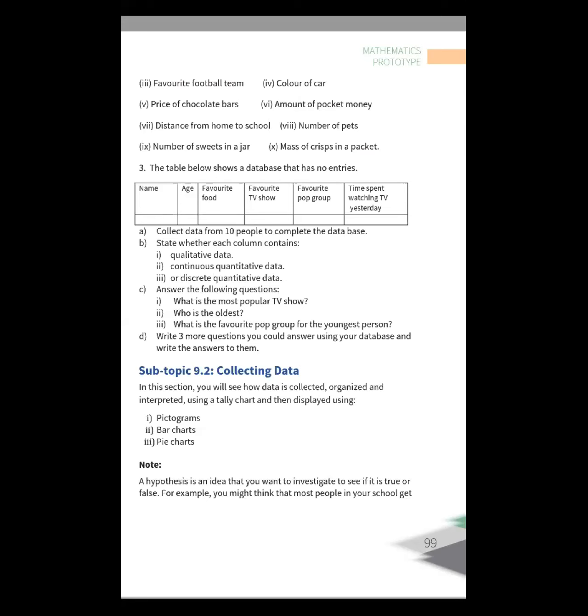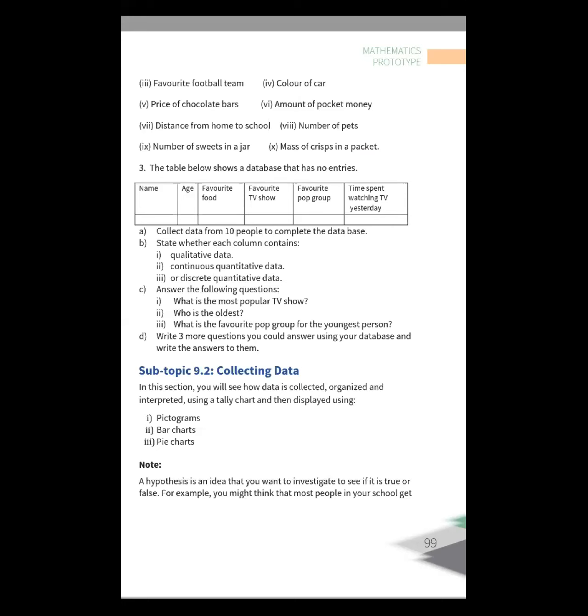I think this one depends on what you filled in the table. You can check and see the TV show that appears to be liked by more than one person, and that will become the most favorite TV show. And then when they ask who is the oldest, you go to the column for age, and then you check the person who has the highest number, like let me say 51 or 60 or 70, and that's the eldest person. And then what is the favorite pop group for the youngest person?